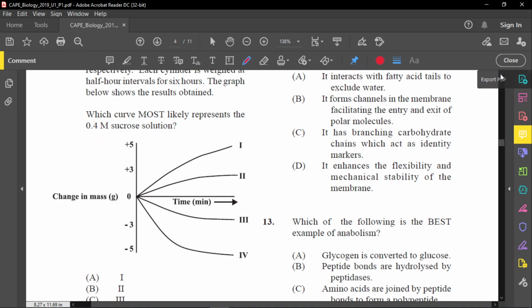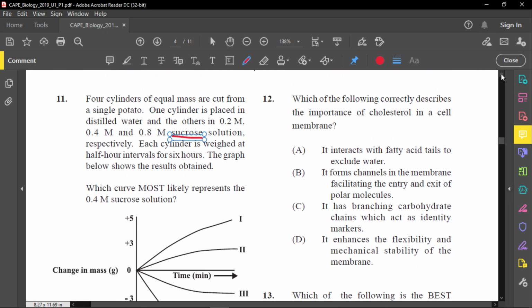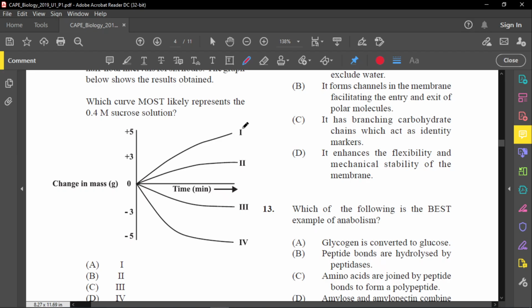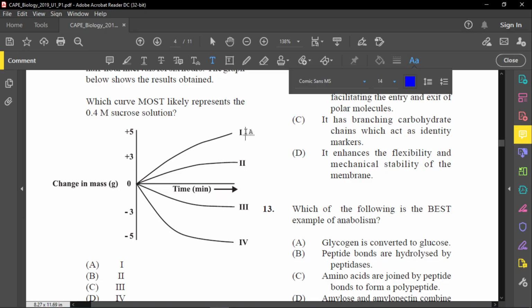So remember, let's go back again, just so you make sure you see this. We're moving from distilled, 0.2, 0.4, and 0.8. Looking for the 0.4. So let's see what may happen here. So 1 could be distilled water, right? So let's kind of put them there. So 1 could represent distilled water because it is very high in terms of the greatest increase. So this could be distilled water.